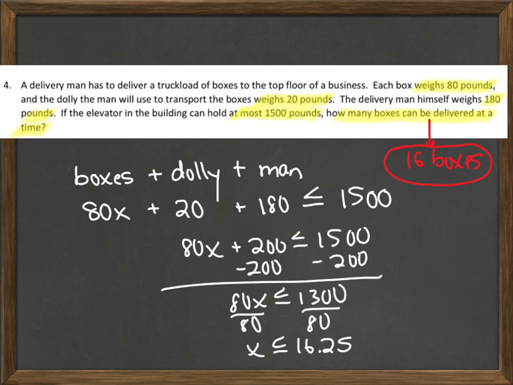So if he has more than 16 boxes, then he's going to exceed that 1,500 pound weight limit. Okay, so he could have 16 or he could have fewer than 16, right? He could have 15, 14, 13. But the greatest number of boxes that can be on that elevator at once with the dolly and the man is 16 boxes.